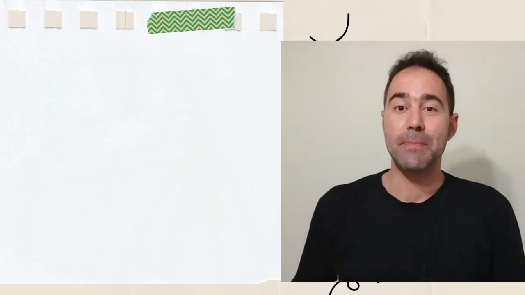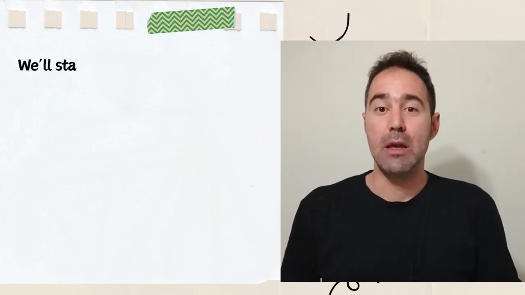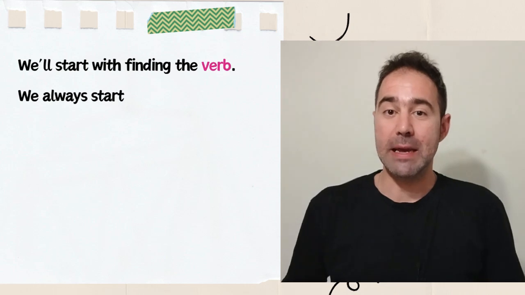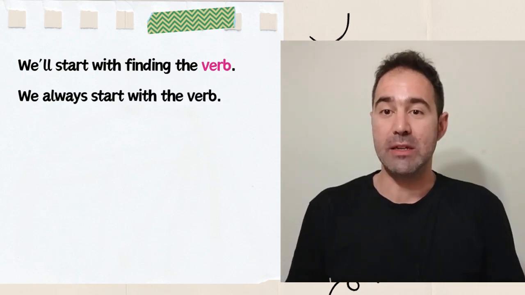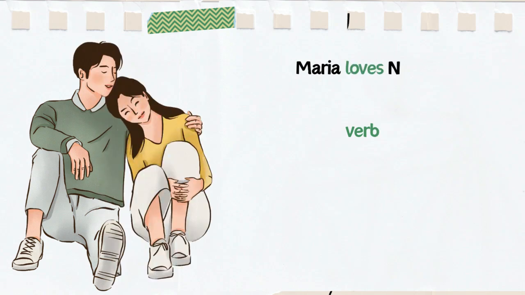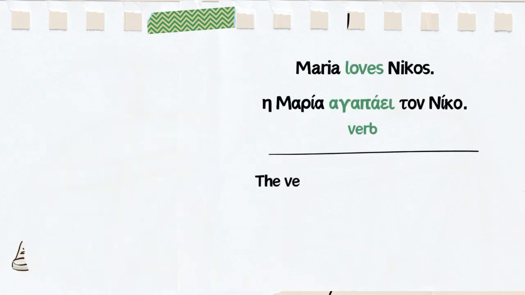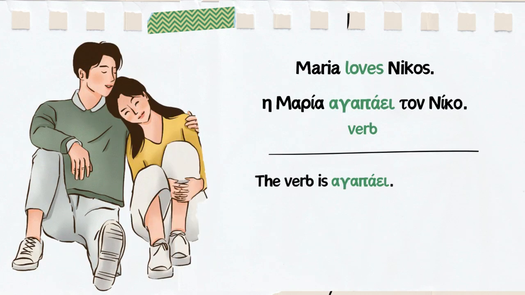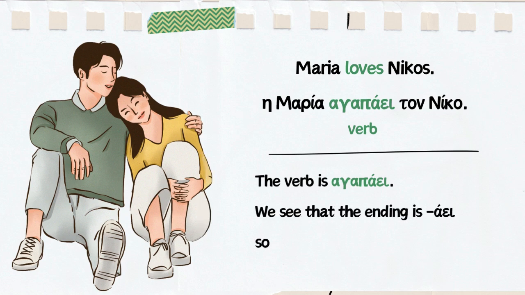The first step is to find the verb. We always start with the verb. Let's see this example. Maria loves Nikos. In Greek, η Μαρία αγαπάει τον Νίκο. We check where the verb is, and the verb is αγαπάει. So the first thing is to find the verb. Αγαπάει is the verb. We see that the ending is -ει, so αγαπάει means he, she, it loves.